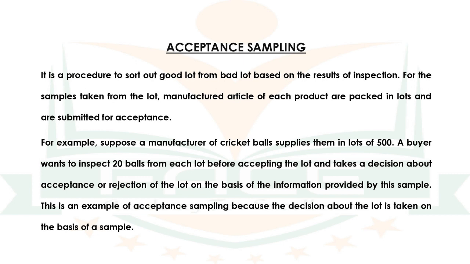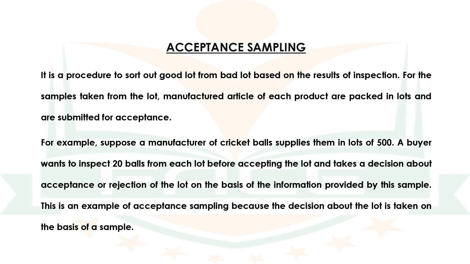Next, let's discuss acceptance sampling. Acceptance sampling is a procedure to sort out good lots from bad lots based on the results of inspection. For the samples taken from the lot, manufactured articles of each product are packed in lots and are submitted for acceptance. For example, suppose a manufacturer of cricket balls supplies them in lots of 500.